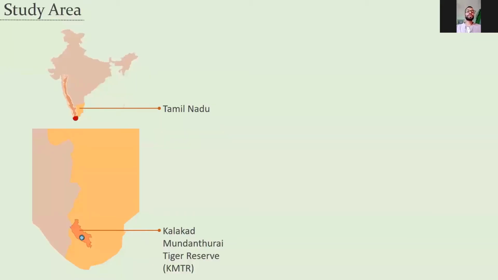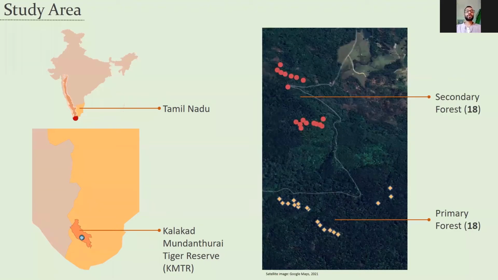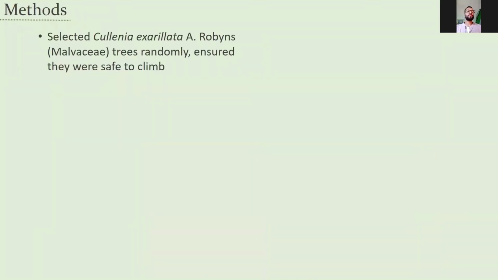We focused our research in the southern Western Ghats, a biodiversity hotspot in India. We chose Kalakad Mundanthurai Tiger Reserve, a protected area with primary forests and secondary forests, which were intensively logged in the 1960s and have been regenerating since then. We chose 18 trees to sample in both the forest types. We chose only Cullenia exarillata, a dominant canopy species common to both forest types.